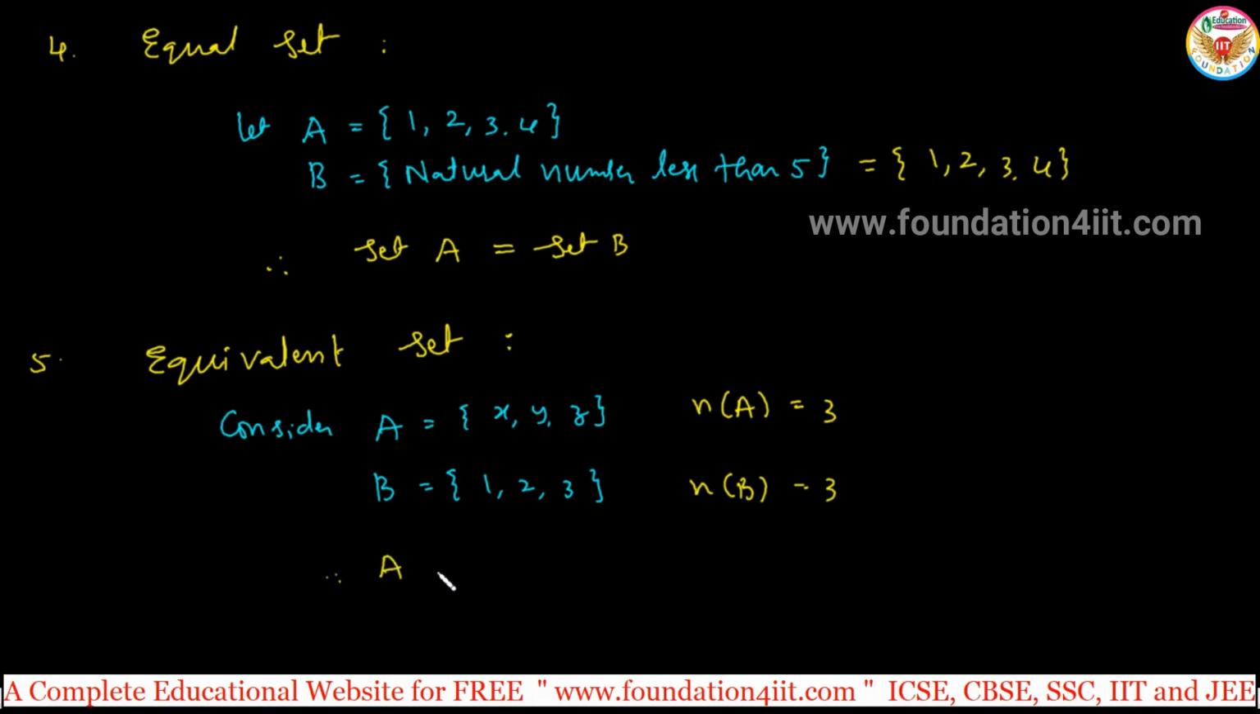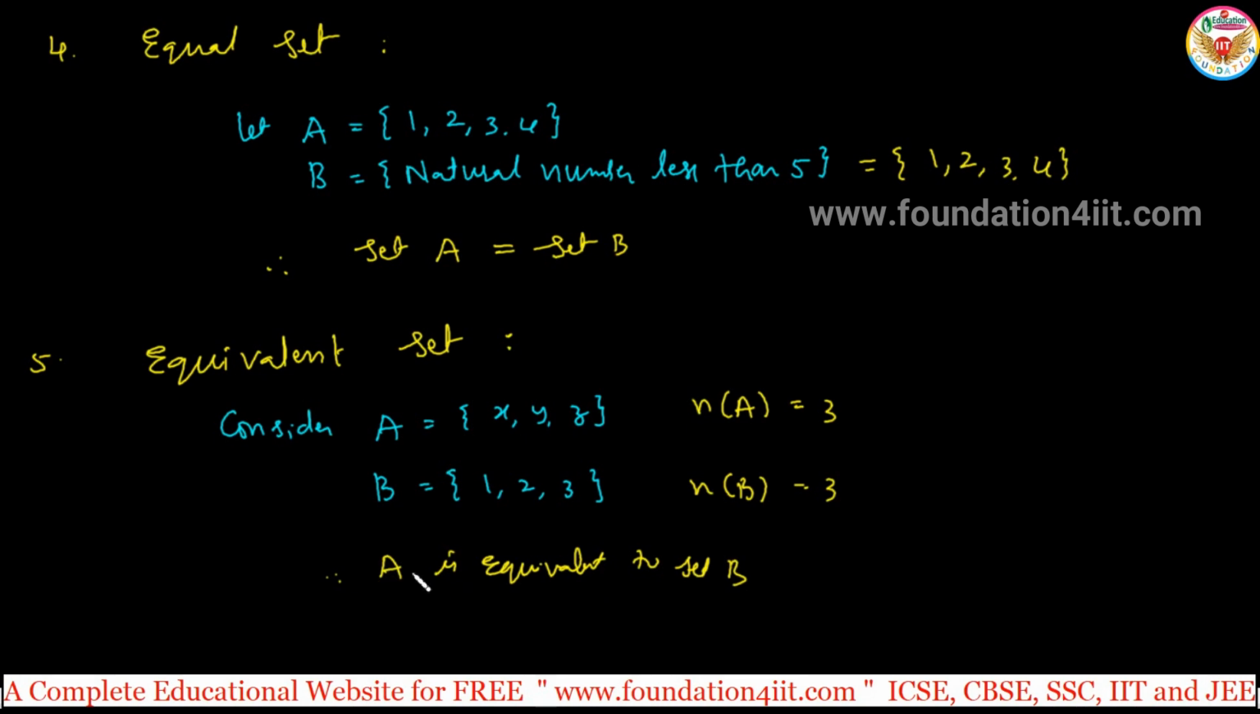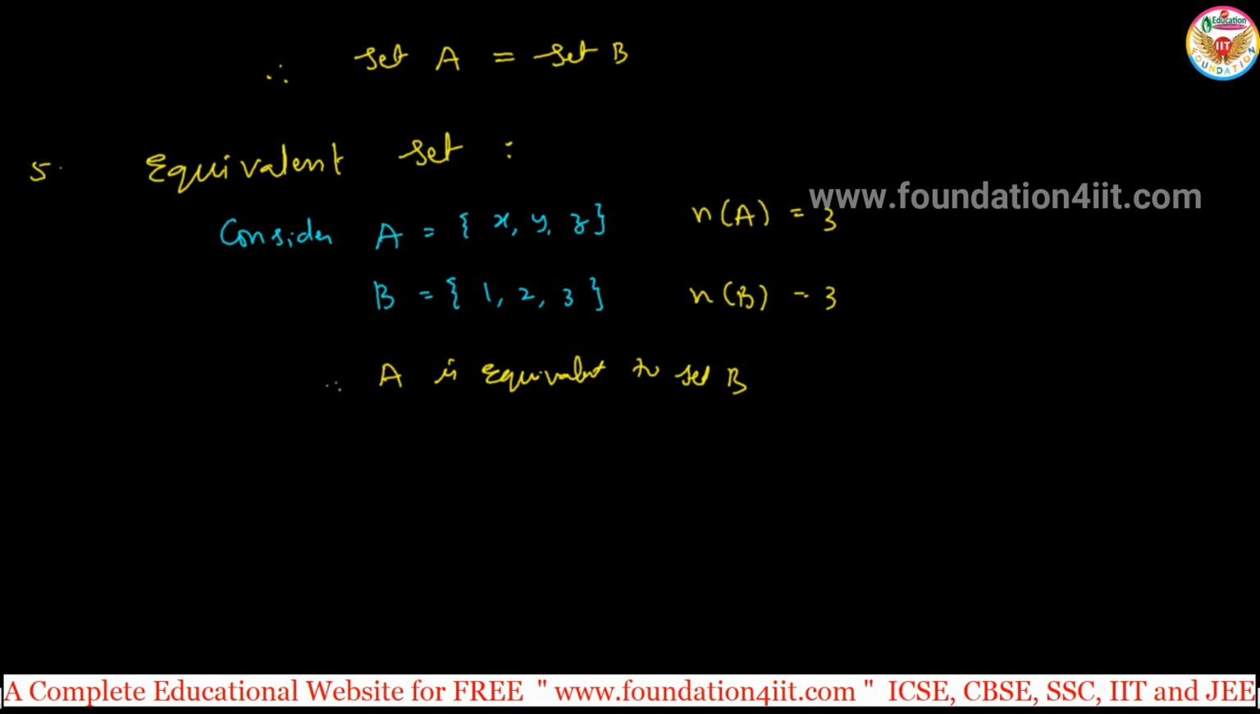Therefore, set A is equivalent to set B. So that we can say, right? Exactly elements are same, equal sets. Only number of elements are same, equivalent set. That means every equal set is also nothing but equivalent. But every equivalent need not be equal. Remember this, right? And next two types.